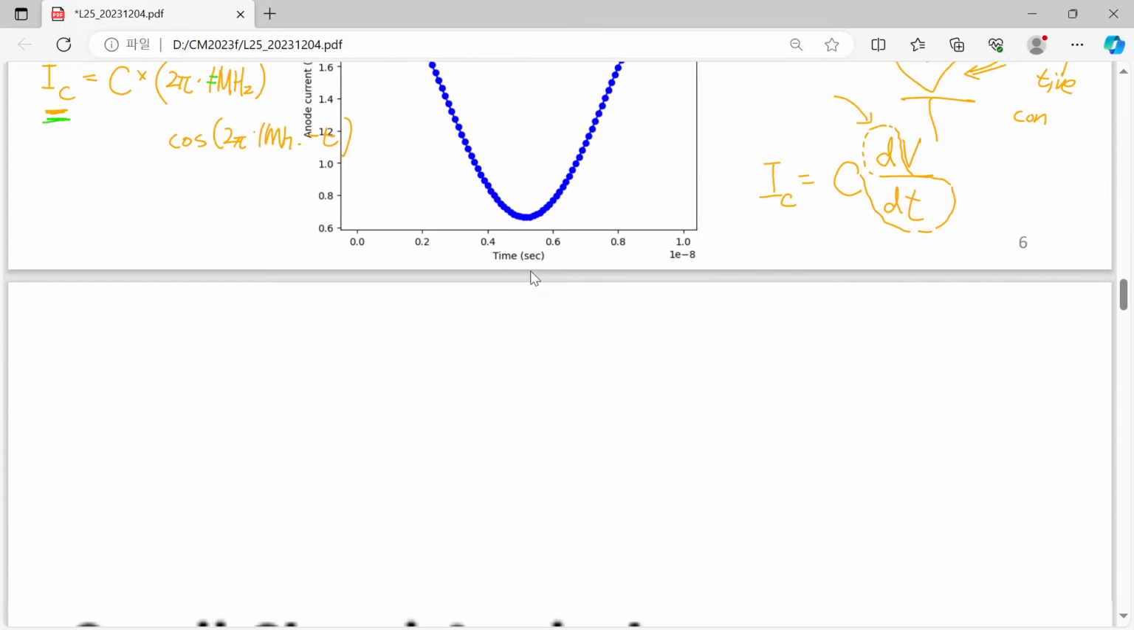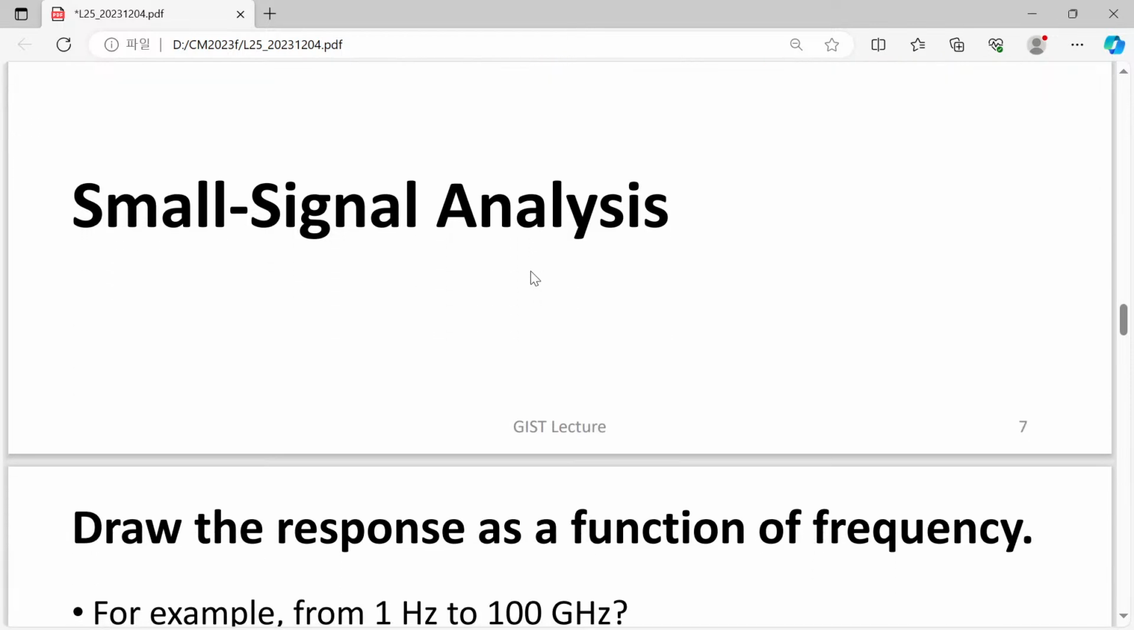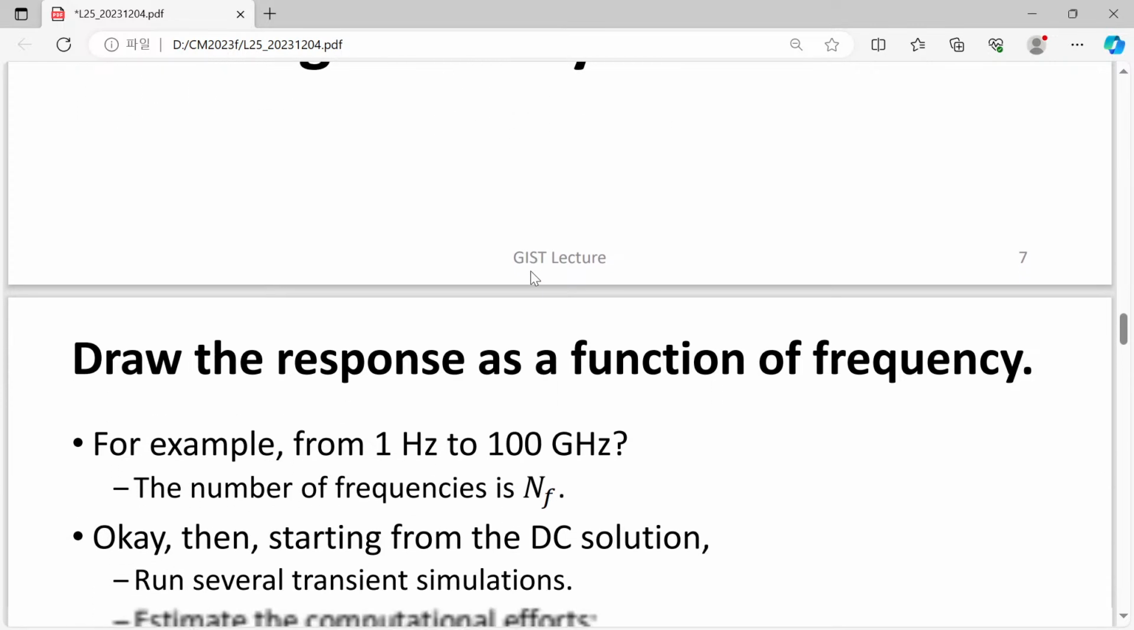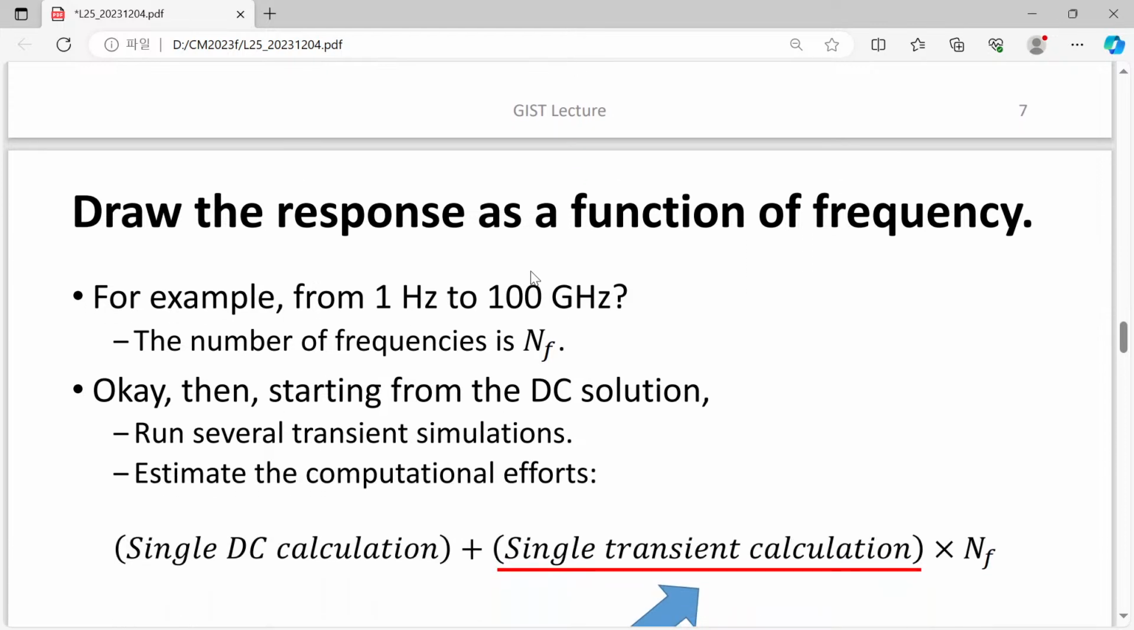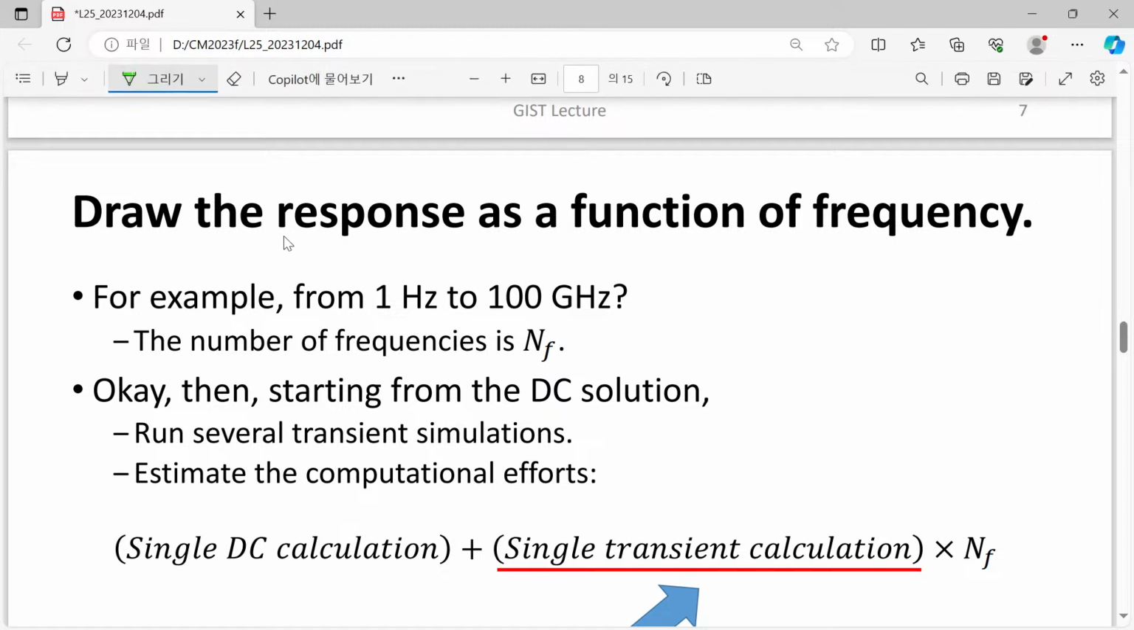Okay, so now let's go to the small signal analysis. Up to now you feel quite satisfied because by learning a long transient simulation, not only the time-dependent behavior but also the frequency response of your system can be rigorously calculated. However, in many cases, your role is not just to calculate the frequency response at a given frequency, but to draw the frequency response as a function of frequency. So you must have 1 megahertz, 10 megahertz, 100 megahertz, 1 gigahertz, 10 gigahertz. Then please try to draw your response function.